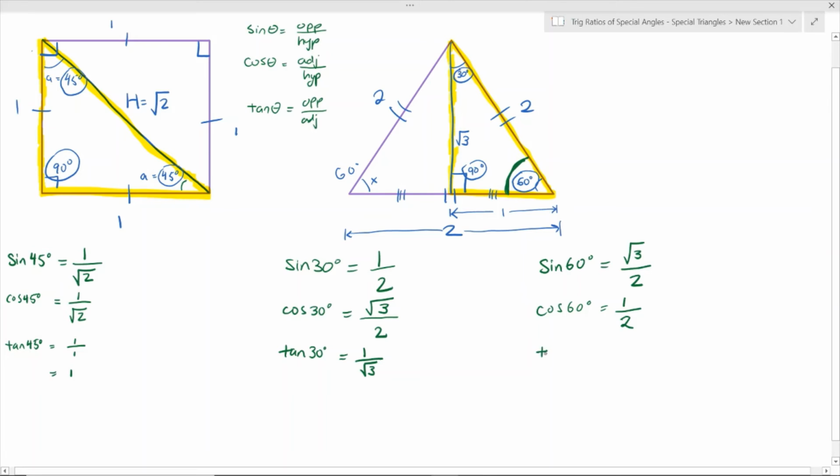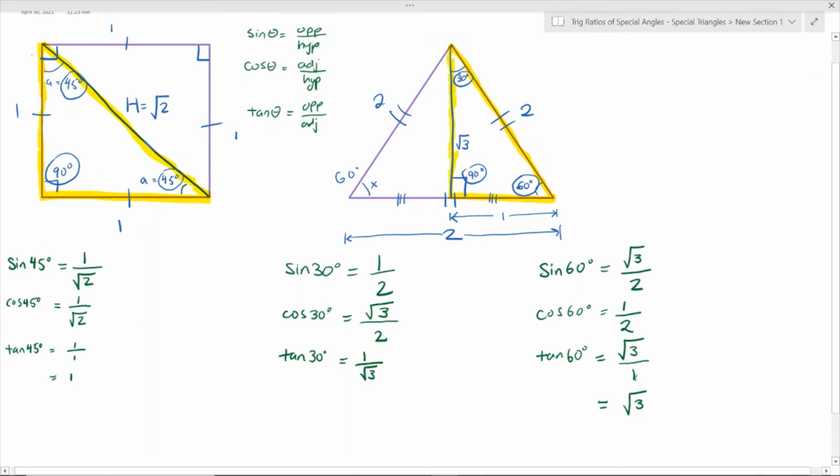Now lastly, for tan 60 degrees, we look at our opposite side over our adjacent side. Our opposite side in this case is square root of 3, because we're looking at 60 degrees, so opposite to that is square root of 3. The adjacent side is right beside the angle, so it's the 1. So we have square root 3 over 1. Now, how do we simplify that? Anything over 1 is just the numerator, so this is equal to square root of 3.